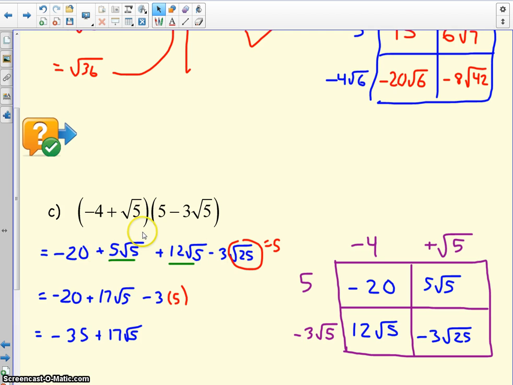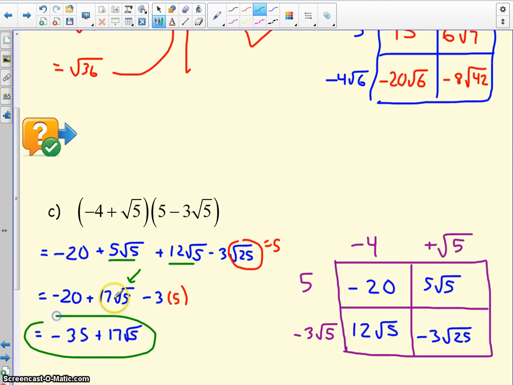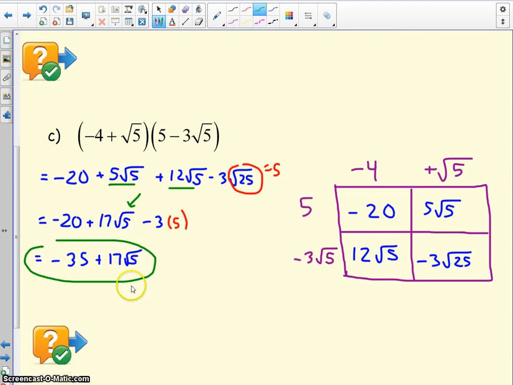So I looked for any like terms that would simplify, so I've got 5 root 5 and 12 root 5, so I can add those together to give me 17 root 5, which I put down here. And root 25 you might have recognized right away as you were doing it that that's equal to 5. So you wind up with minus 3 times 5, so you combine that with a minus 20 and you get the final answer of minus 35 plus 17 root 5.